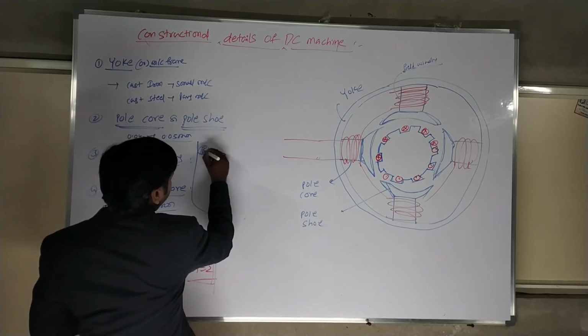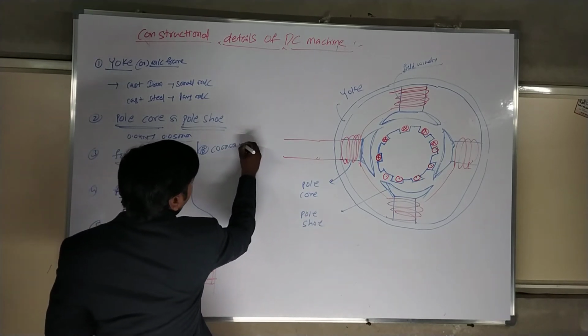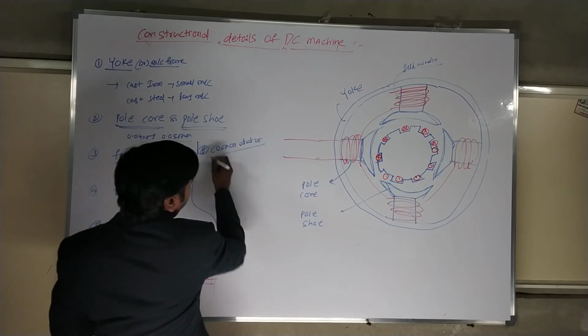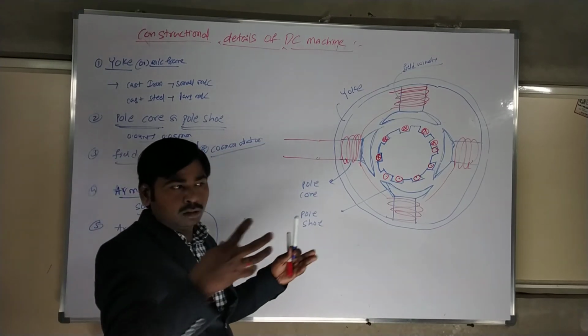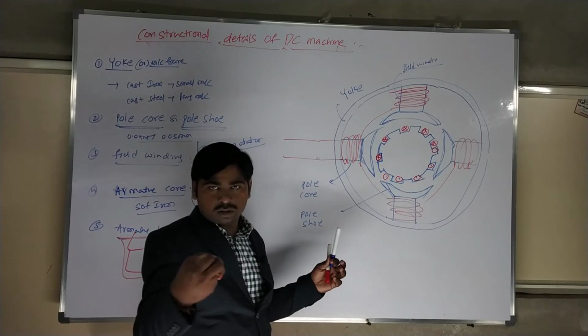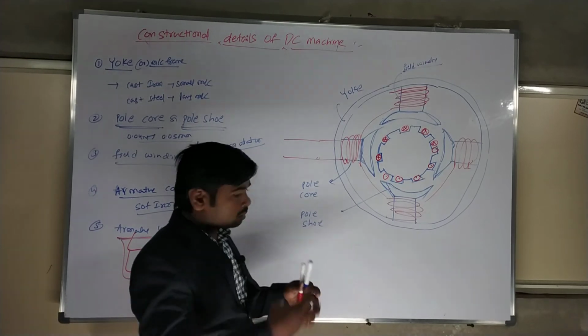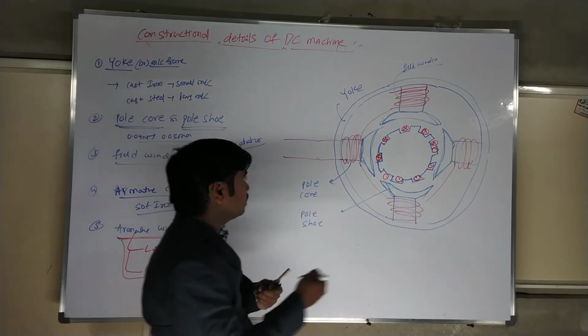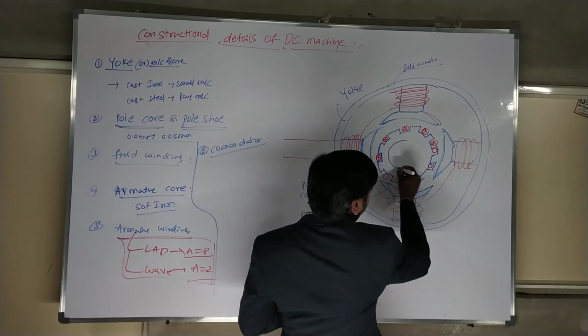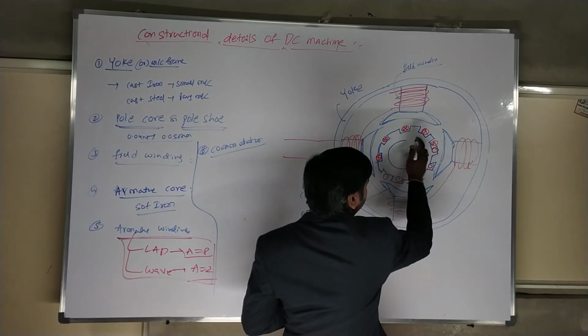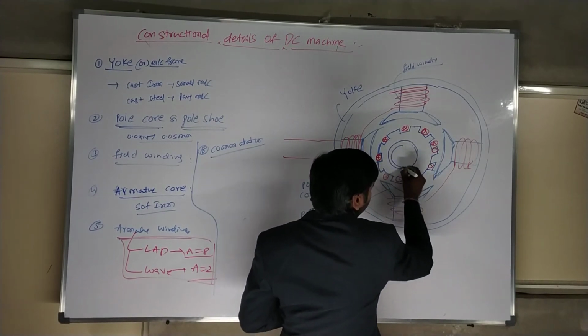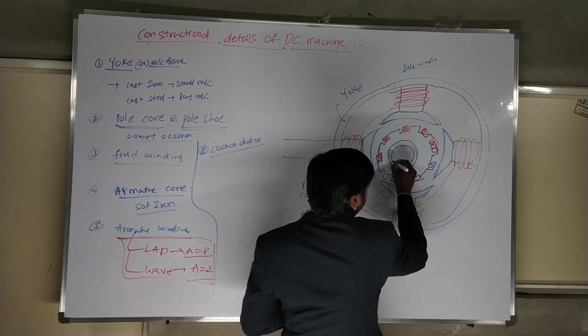Next thing, the sixth one, the commutator. The commutator means all armature core conductors are connected to the end of it. All of them are connected to the commutator. That commutator should be drawn very clearly. After this cross-sectional view, we can understand it very clearly. This is a commutator.